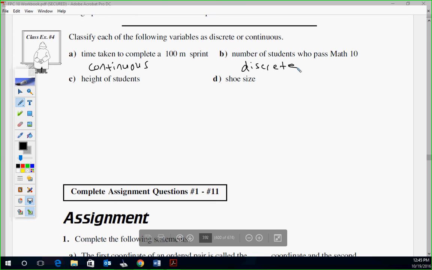Height of students. What do you think, Isla? Continuous, good. I don't like this example because you could argue that shoe sizes are set, so let's just say shoes. Shoes, no. Discrete. A lot of different types of shoes, but not number of shoes. Number of shoes is 5, 7, 8, 9. That's right.